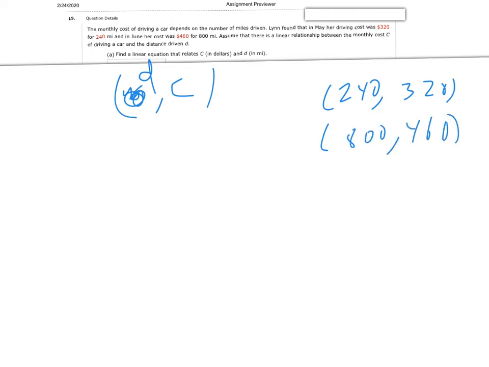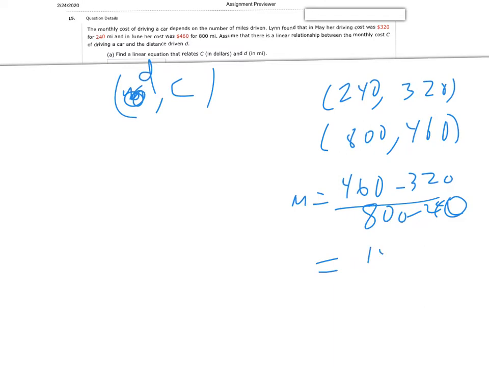So with that, I would go ahead and find the slope. So we could say m equals 460 minus 320 over 800 minus 240. So this would be 140 over 560. And 140 divided by 560 is 1 over 4.